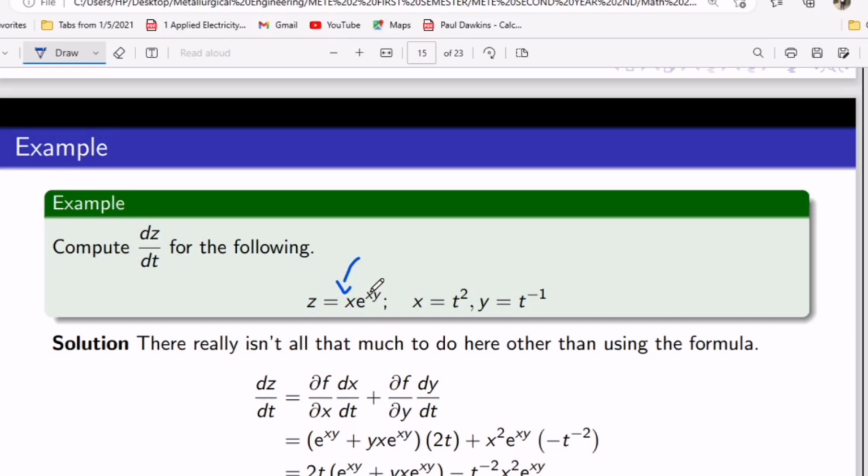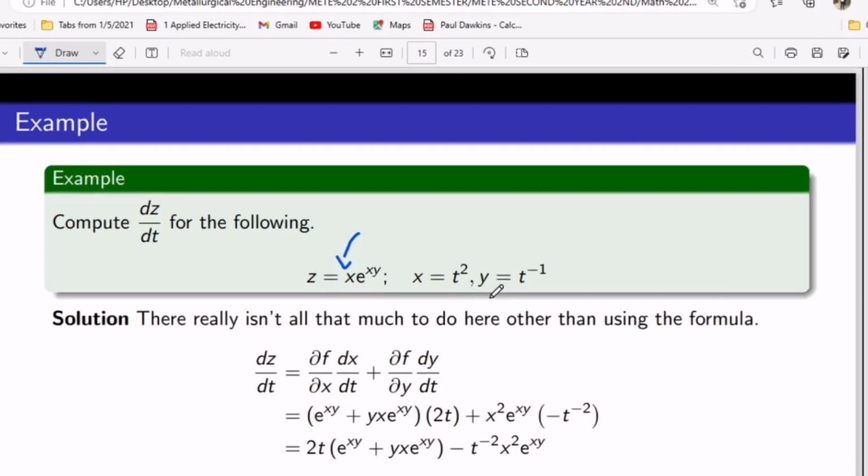You're going to take that function. In this case, how many variables do we have? We have two variables, x and y. Then x is equal to another variable, which is t squared. And y is equal to another variable, which is also in terms of the same t. So this is how you must know that this is case 1.